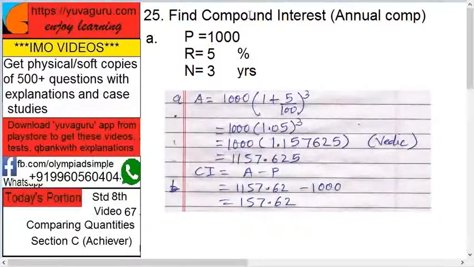Next. Now this question has 3 parts, 3 to 4 sub questions. Find the compound interest. Annual compounding means everything is annually compounded. Now A part. P equals 1000, R equals 5%, N equals 3 years. Quite simple. So A equals what? P into 1 plus R upon 100 raised to N. So 1 plus 5 upon 100 means 1.05, the whole cube. Now the cube of this by Vedic maths is 1.157625.